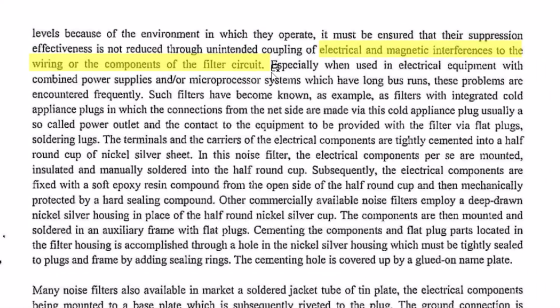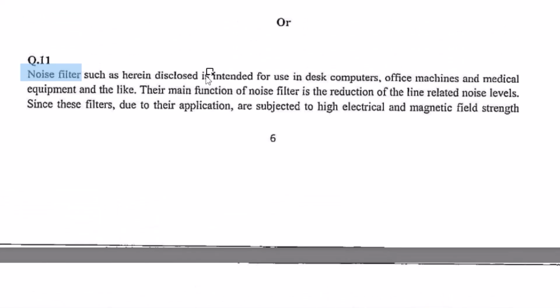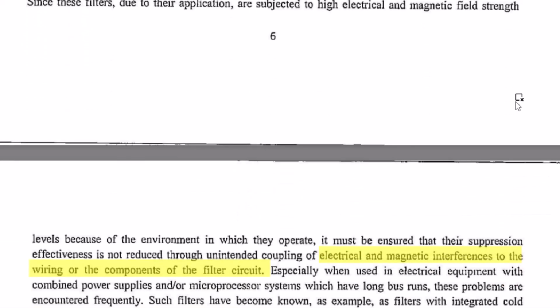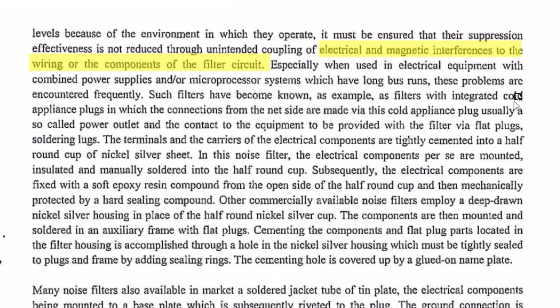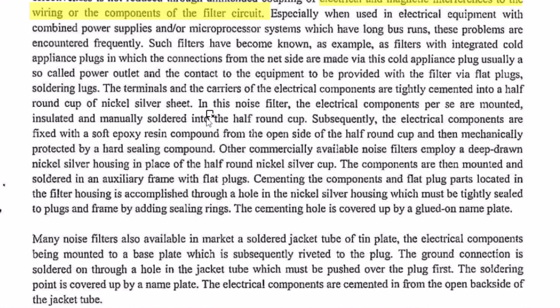Moving on to the next requirement, which is drafting the background section for this disclosure. Now that is straightforward as far as this disclosure is concerned, because the first two paragraphs are dedicated to background itself. Here, if you notice, they start with noise filters, such as herein disclosed, intended for use in desk computers. See, here there is a typo, so you can write, the main function of a noise filter is reduction of line related noise levels. From here they start, and then they talk about what these filters are called and how they are constructed as of now.